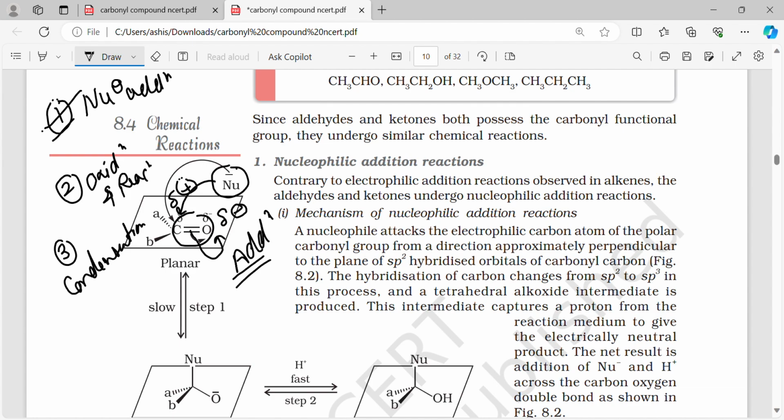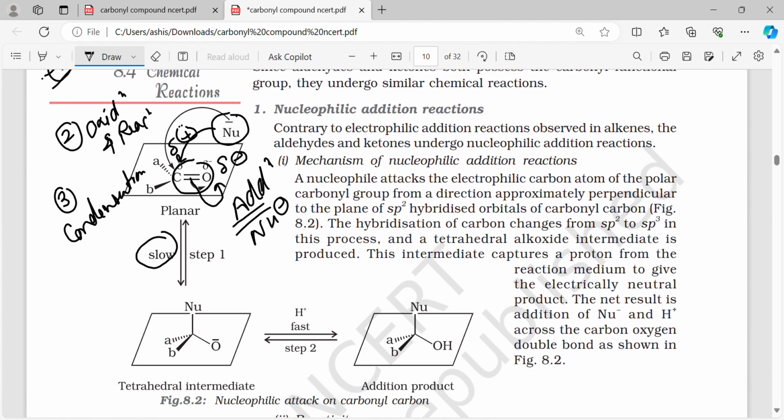The nucleophile attacks the carbonyl carbon. That is the first step, and that is a slow step. That's why it is the rate determining step. In the rate determining step, because the nucleophile is attacking, that reaction is known as nucleophilic addition reaction. In the second step, the H plus ion attacks the oxygen, or oxygen donates its lone pair to H plus ion. That's why we get the complete compound as a product.